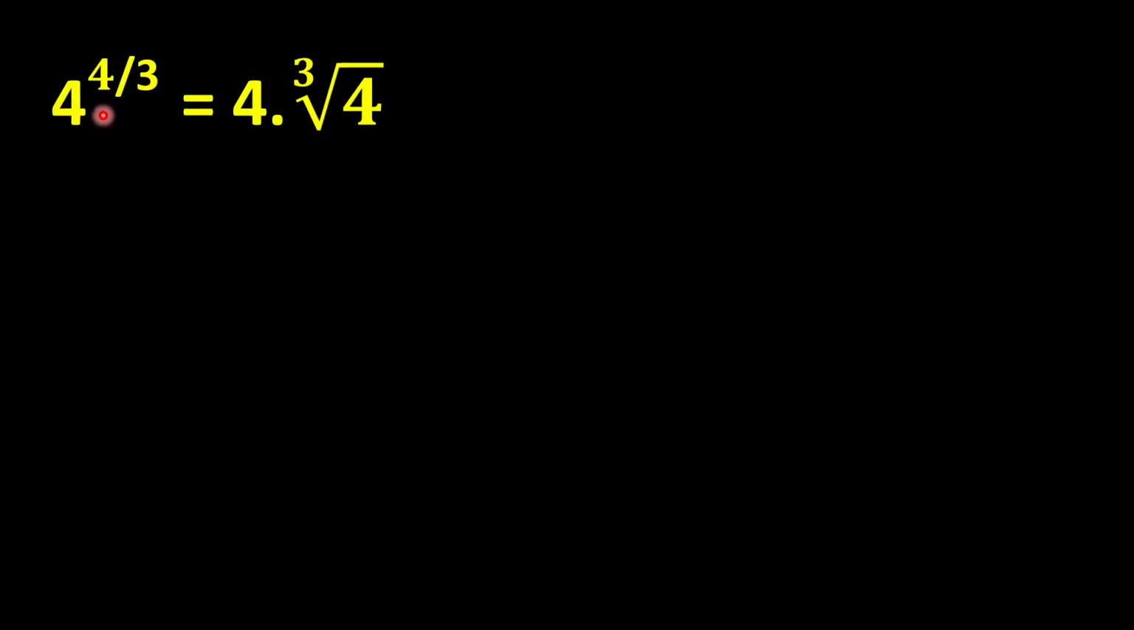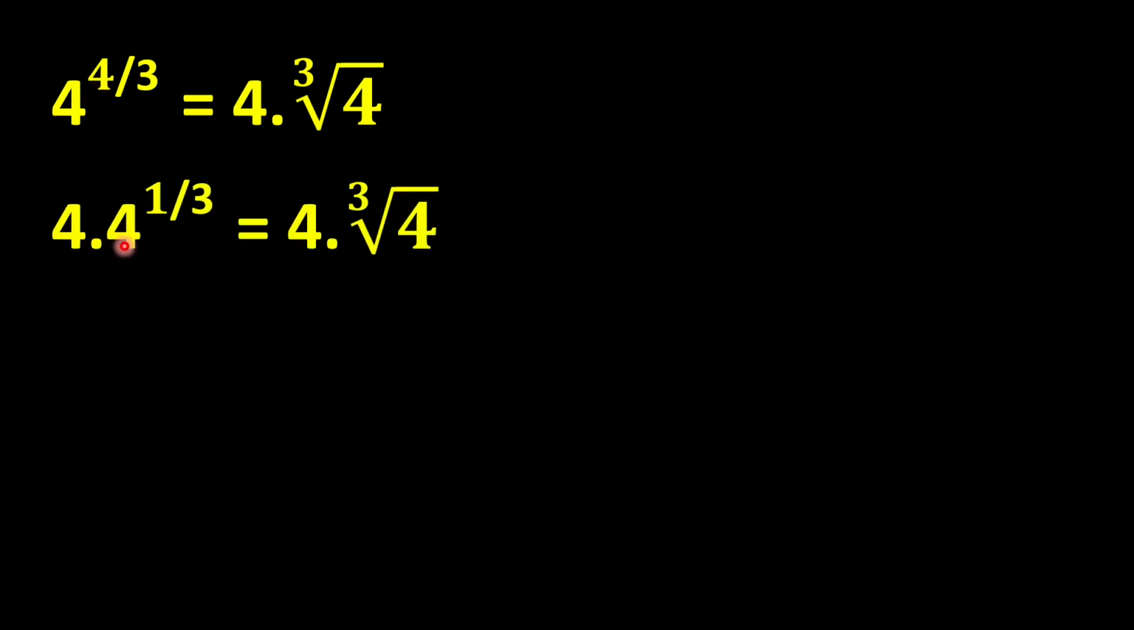Now we can write this 4 power 4 divided by 3 as 4 power 1 into 4 power 1 over 3. Why? Because when we add 1 plus 1 over 3, this is equal to 4 divided by 3. As I told you guys, if we have the same base in multiplication, then we add the power. So here the power is 1. If we add 1 plus 1 over 3, it is again equal to 4 power 4 divided by 3. So we can write this 4 divided by 3 as 1 plus 1 divided by 3 over here.